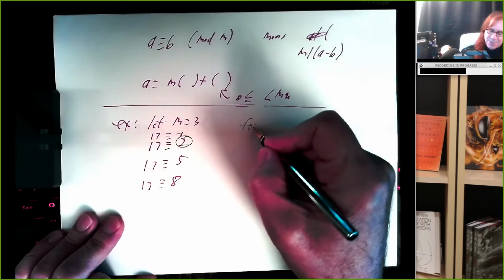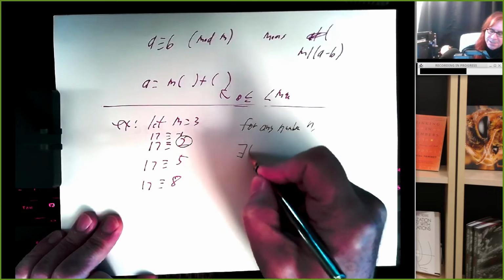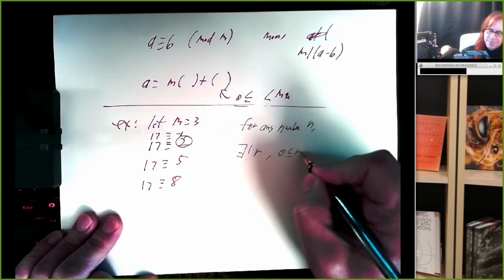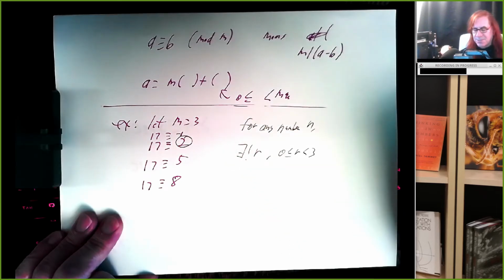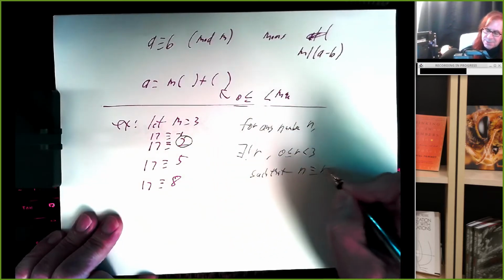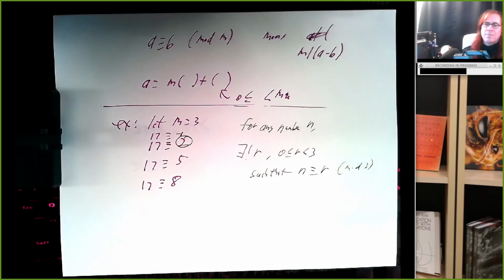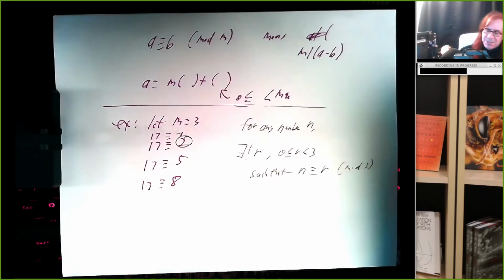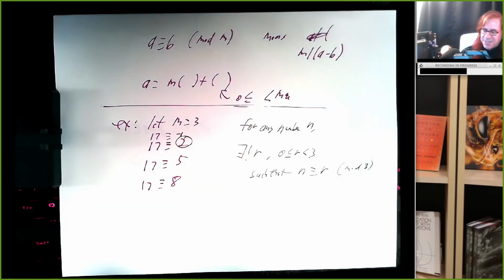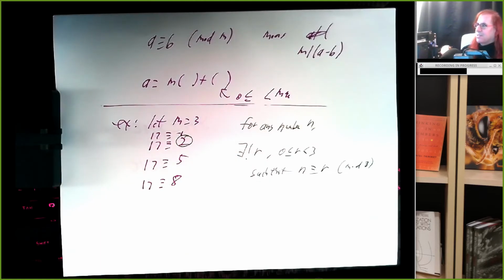And so for any number n, there exists a unique integer r between 0 and 3, exclusive of 3, such that n is congruent to r modulo 3. So if we fix our modulo at 3, we're just thinking about mod 3. For any number n that you pick, I can find some number, 0, 1, or 2, that n is congruent to.